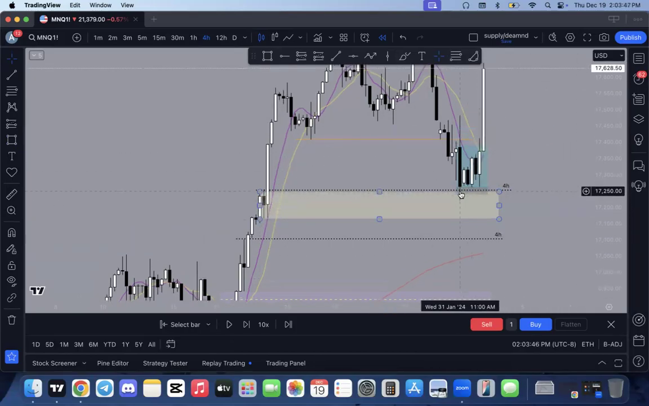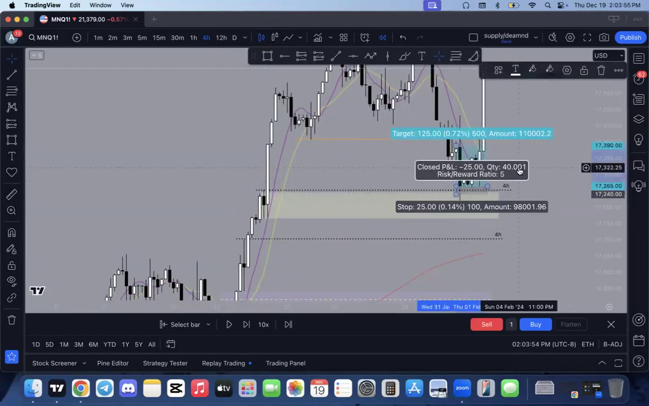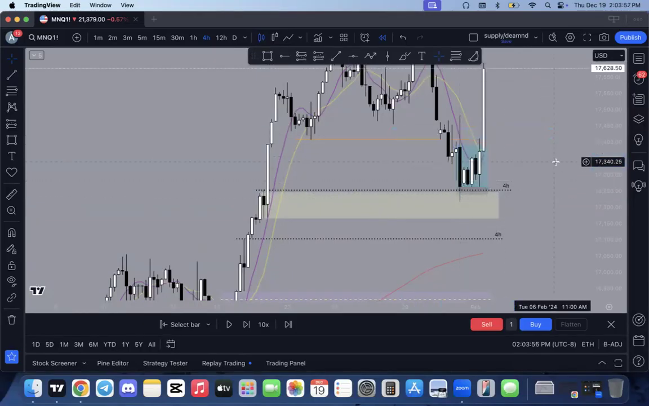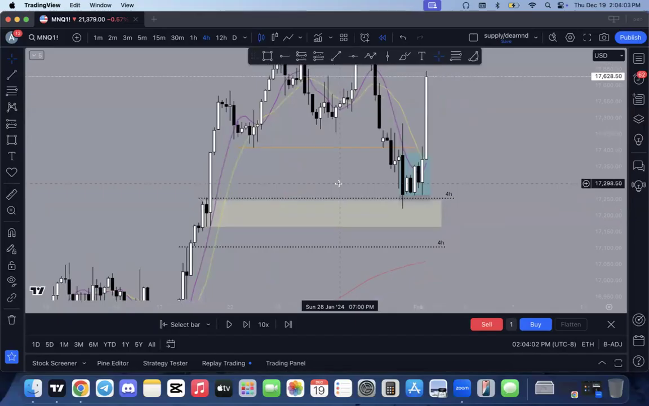See how price taps it perfectly and rejects. It doesn't tap it and close in it and kind of just mess around a little bit. It tapped it and rejected it perfectly. That's how you know this is a valid order block, okay? And that's pretty much it, you guys.